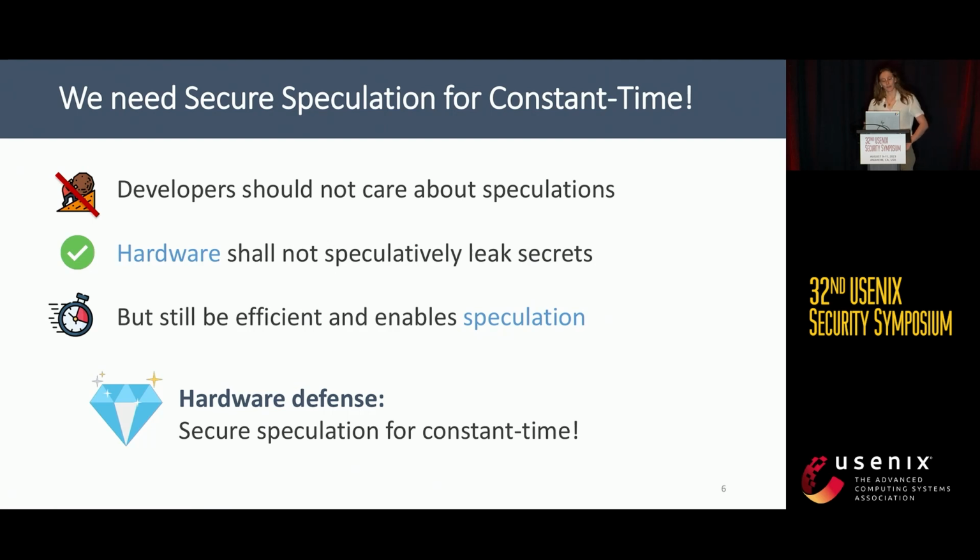Instead, I think that developers shouldn't care about speculative execution. Instead, the hardware should make sure that in speculative execution, secrets are not leaked. But of course, we don't want to just disable speculation because that would be awful for performance. What would be nice to have is a hardware defense that still provides speculation, but that protects secrets from leaking during speculative execution. I call this secure speculation for constant time.